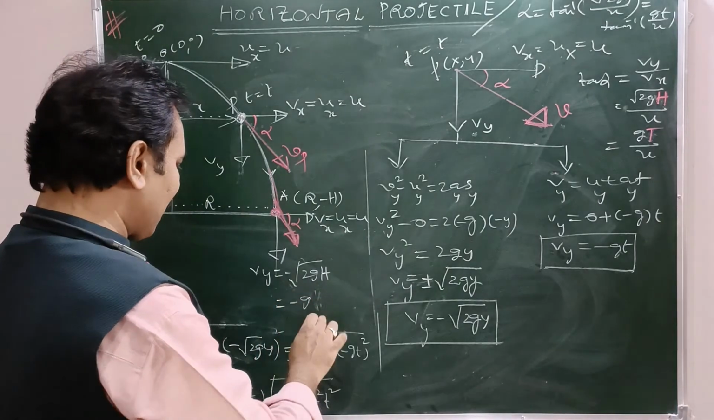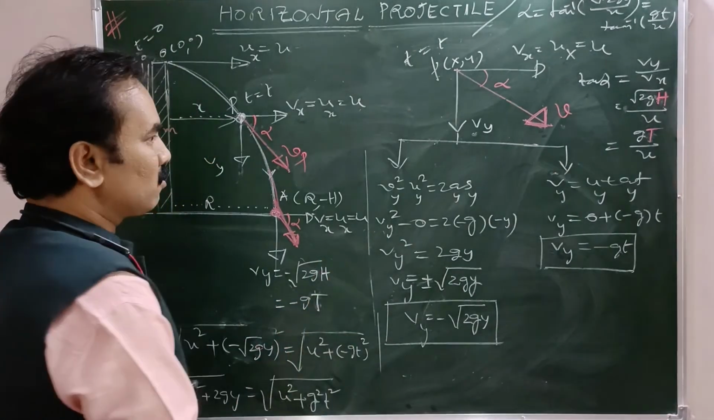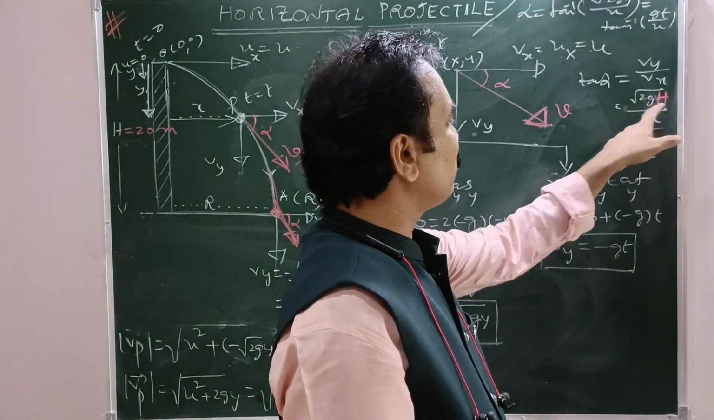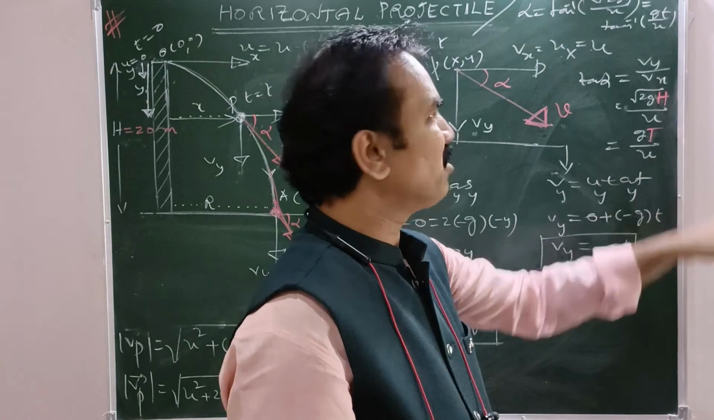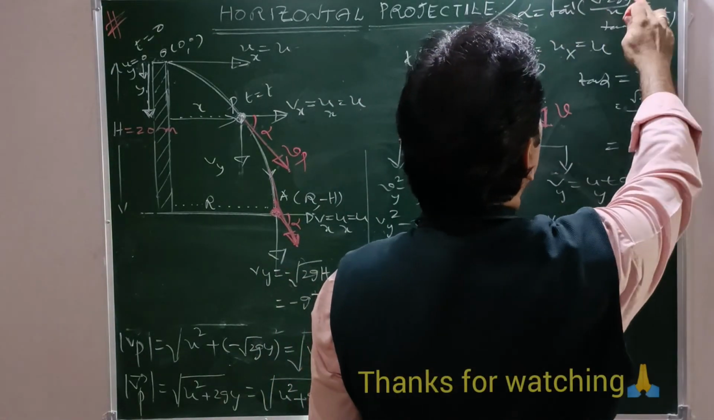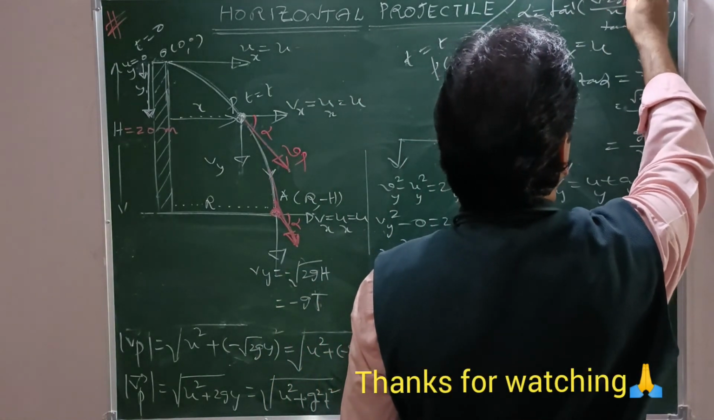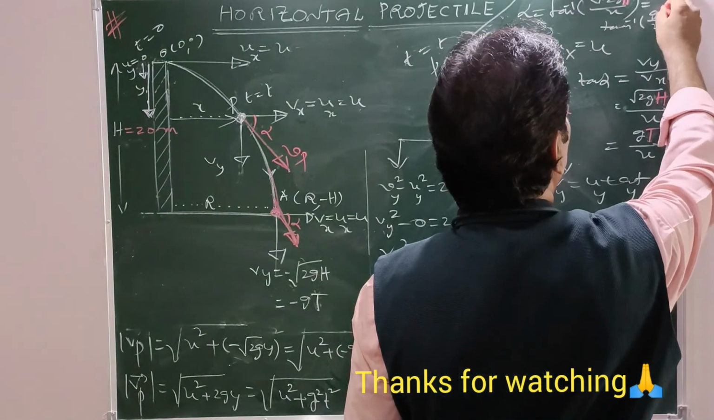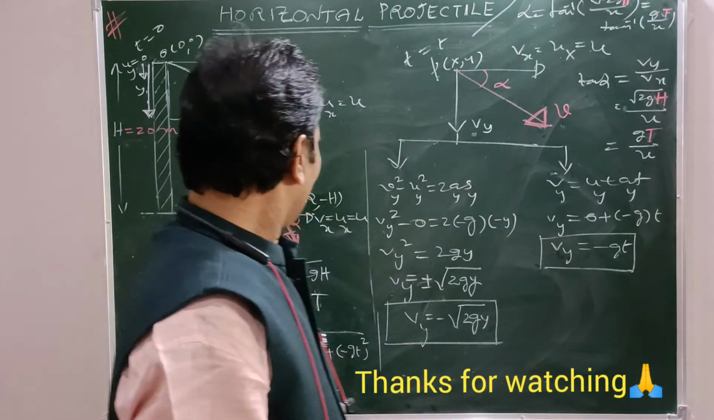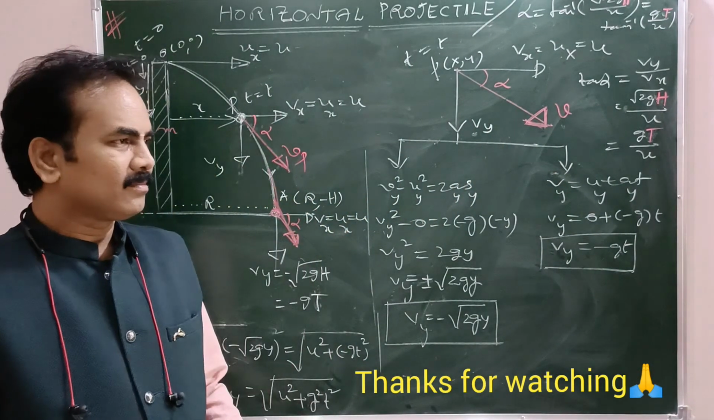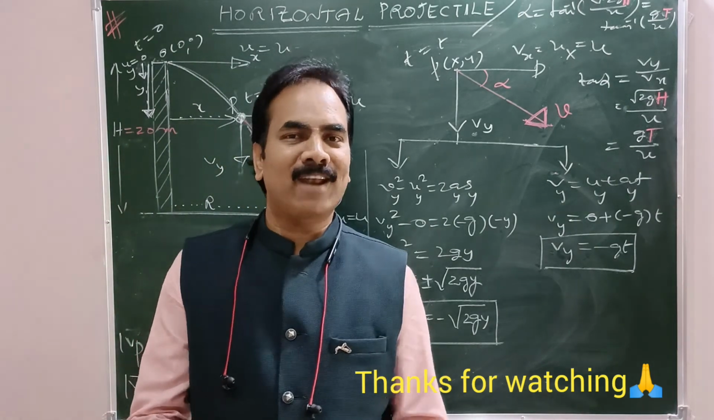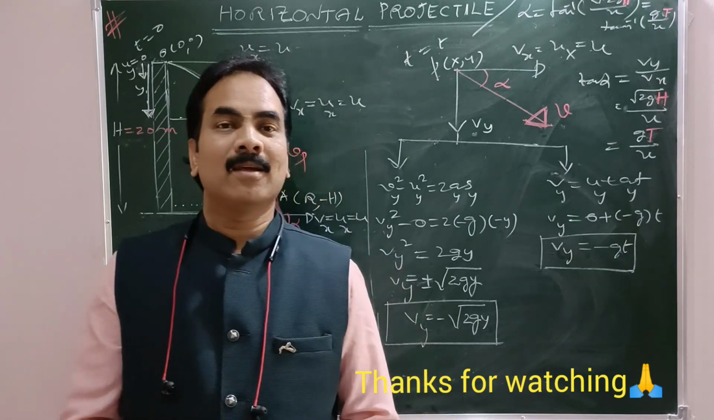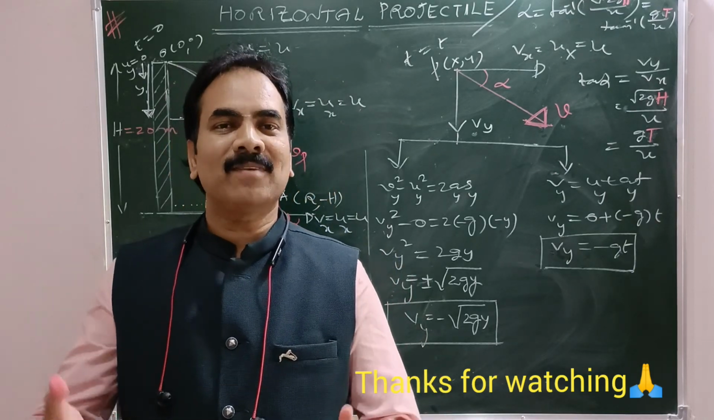So replace small t by capital T. So tan alpha equals Vy by Vx, root 2gh by u, or g capital T by u. So alpha equals tan inverse of root 2gH by u, or tan inverse of gT by u. Okay, so that's how we can find the horizontal range, time of flight, instantaneous velocity, and prove the path is a parabola for a body projected horizontally from some elevation.